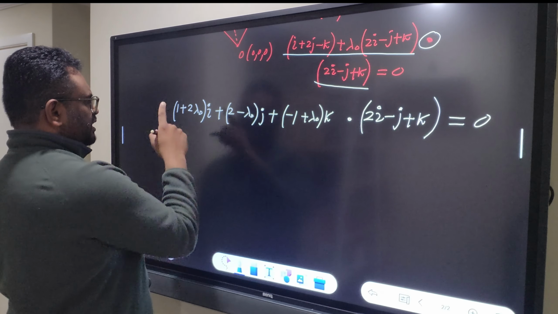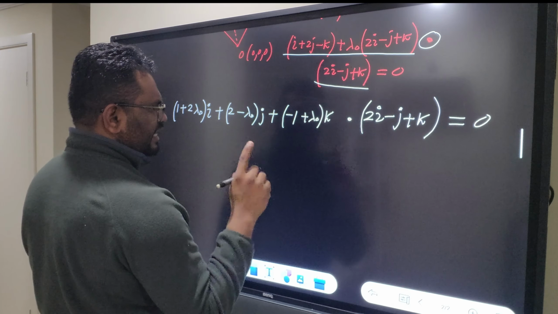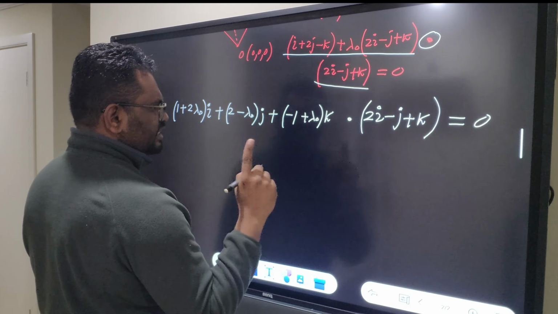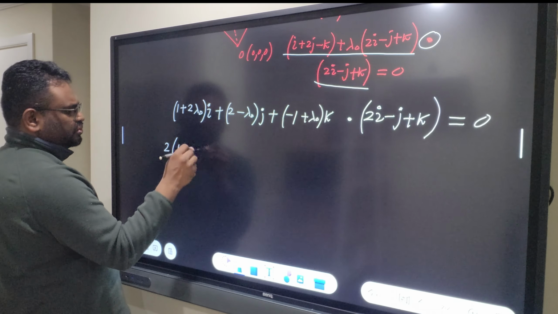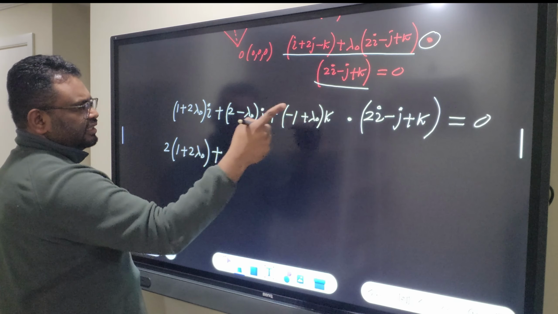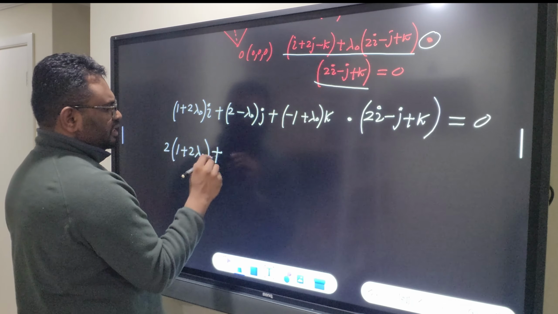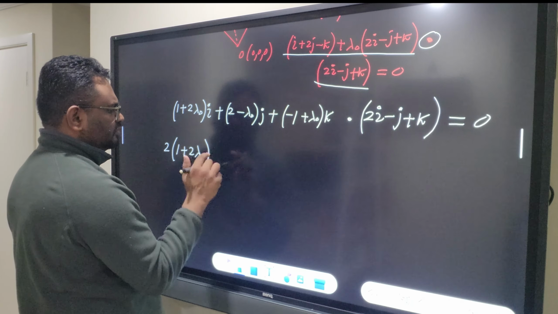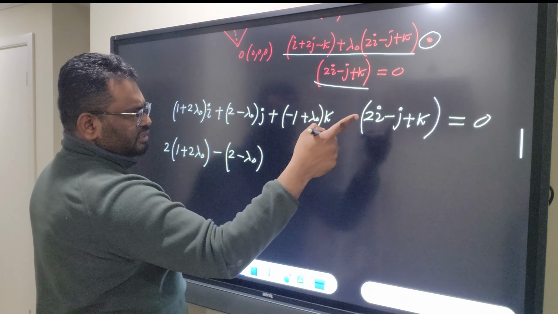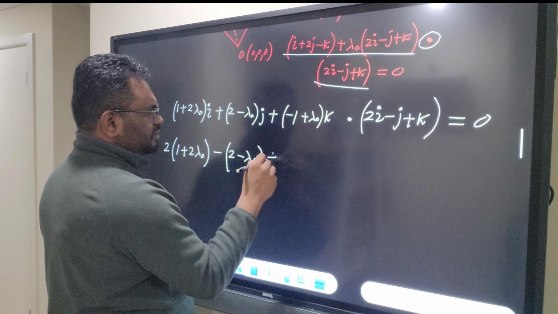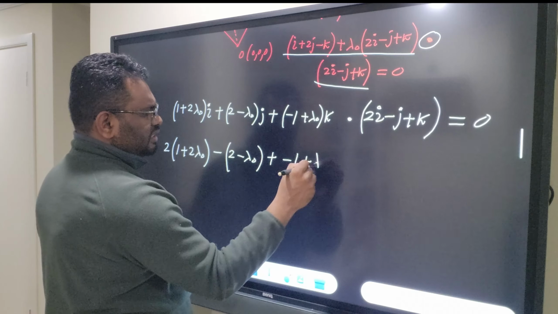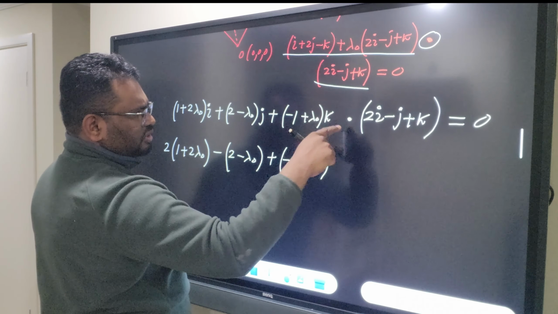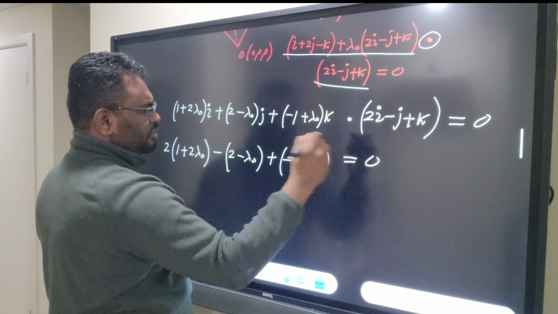Now when you are dotting, only like terms work. ij is going to be 0, why? Because it's perpendicular. So now what we are going to do: 2 times 1 plus 2 lambda 0, then jj, now there you have minus, so it's going to be minus 2 minus lambda 0, and then kk, that's 1, so it's plus minus 1 plus lambda 0 dotted with 1. And that's going to be 0.